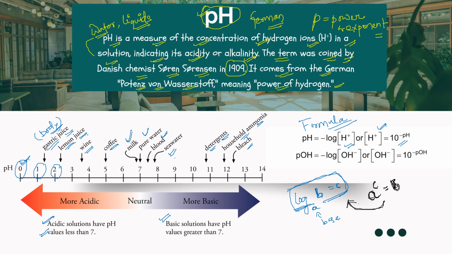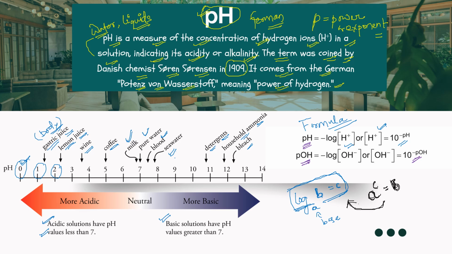Here in the log we have base 10. That's why we write it as 10 to the power minus pH is equal to the H+ ion concentration. So whenever there is a question where pH is given and you have to find the H+ ion concentration, you will use this formula. And if you need the pOH, you will use this formula. This is the simple thing that you should know before you get into the answer.